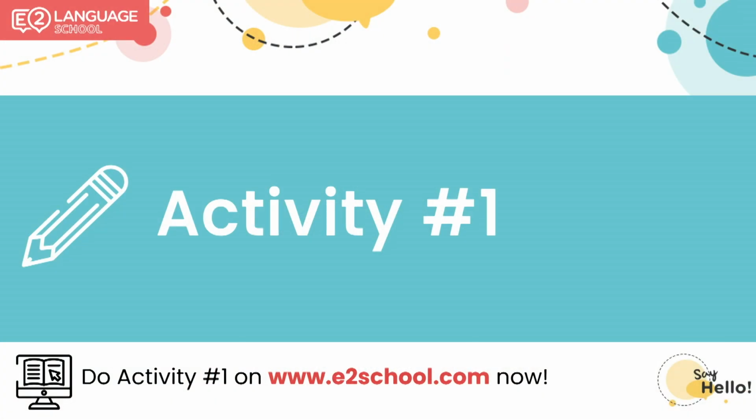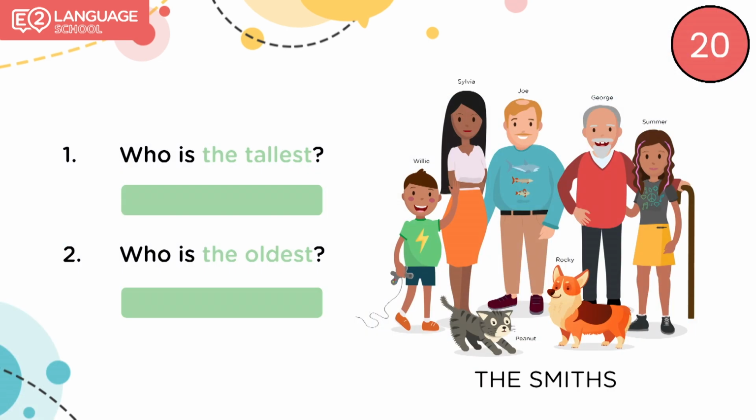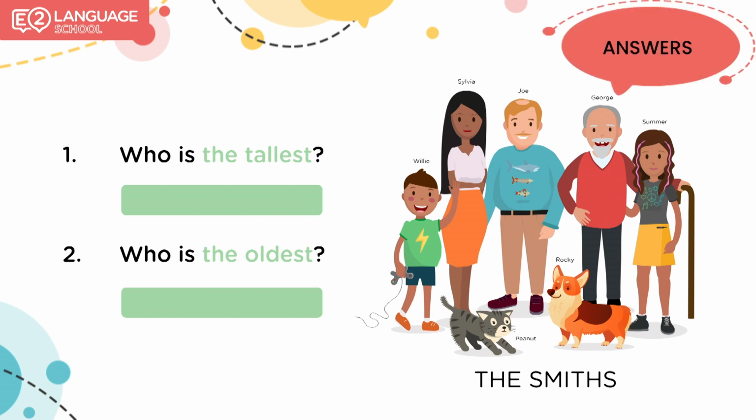Okay, let's have a go at activity number 1. In this activity, you need to look at this picture of the Smiths. And you have 2 questions to answer. Who is the tallest? And who is their oldest? Write their names in the boxes on the screen. You have 20 seconds. Okay, time is up.